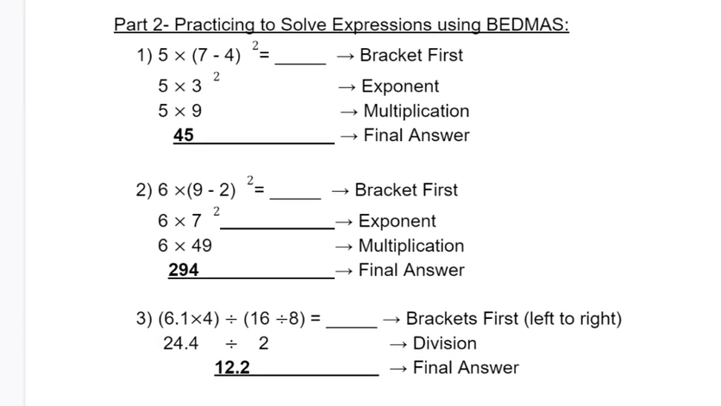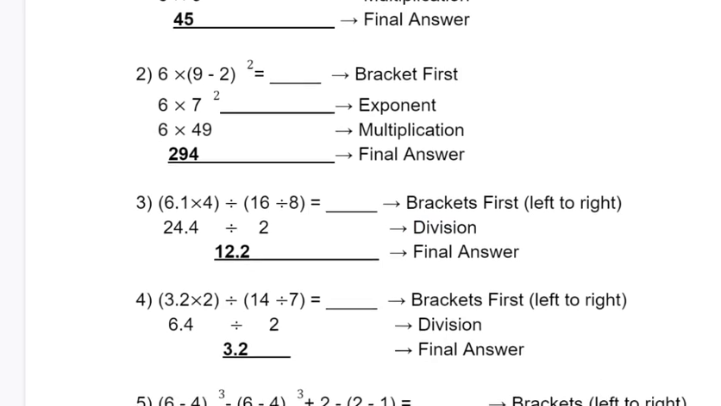If we take a look at this example here, we've got some division going on, but here we also have 2 brackets. Because we have 2 brackets, we're going to do it left to right. We're going to do the first one and then the second one. It doesn't really matter. You can do these in separate steps, but I'm just going to condense them into one. 6.1 times 4 is 24.4. And 16 divided by 8 is 2. Then we bring down the division sign, and the next thing left is division. So 24.4 divided by 2 would be 12.2 as our final answer.